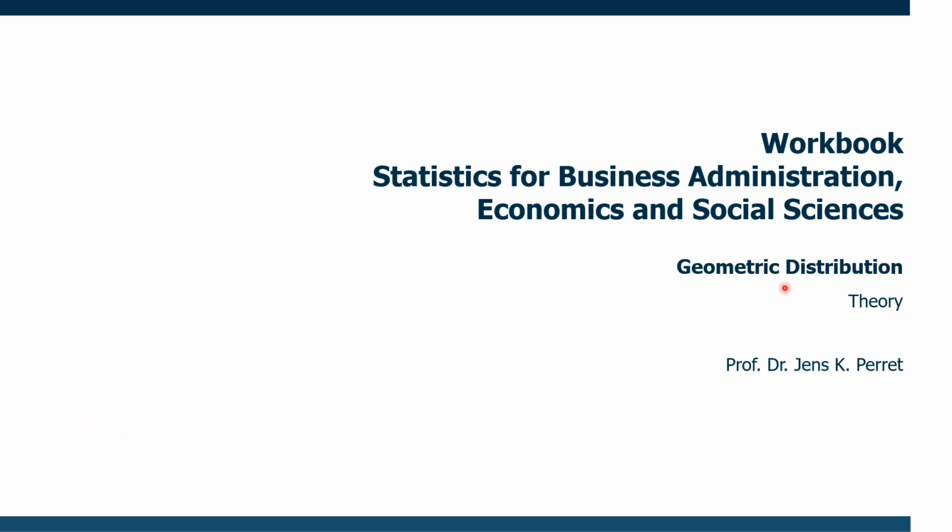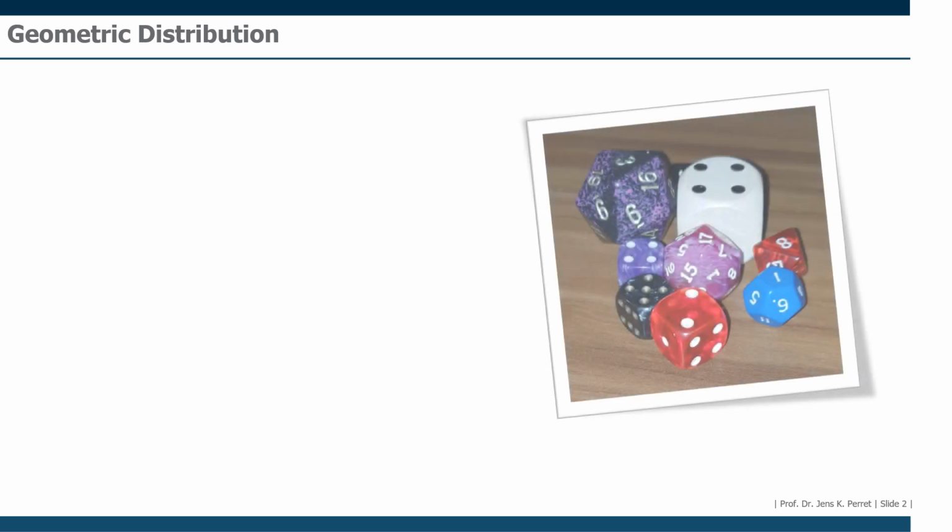This time I'm going to talk about the so-called geometric distribution. The geometric distribution could also be called the distribution of the first realization of an event. So it's about, for example, I'm rolling dice and want to know on which roll I will get my first 6 on a 6-sided dice. If I roll a 20-sided dice, on which roll will I get my first 15?